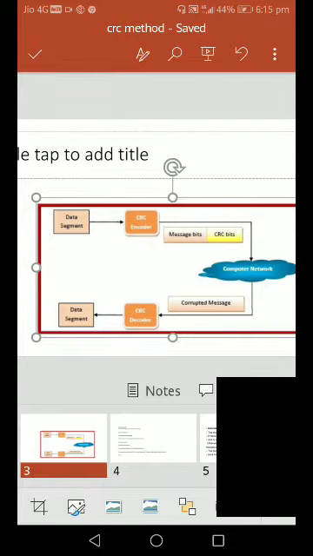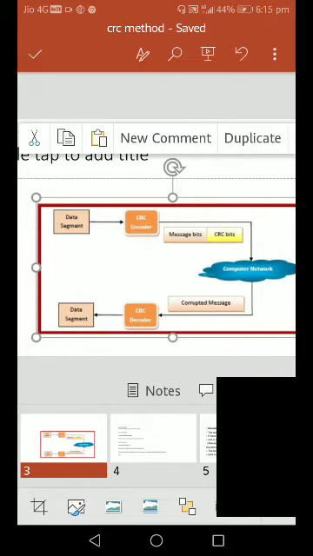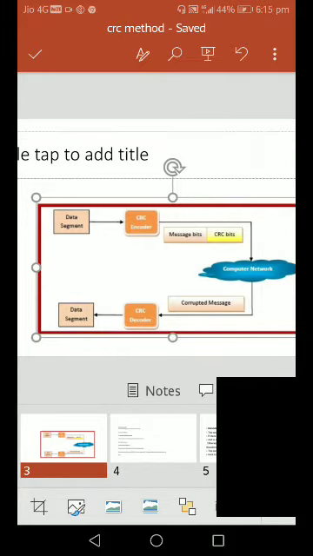After the division by the divisor, we take the remainder. The remainder bits are either 0 or 1.